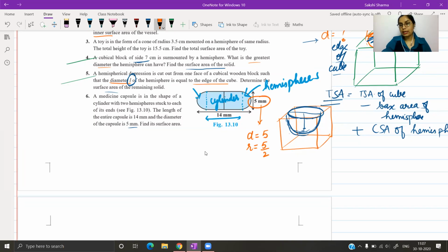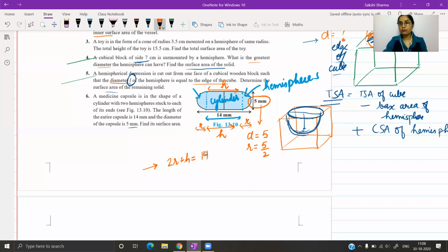The total length of the capsule is 14 millimeters. For the hemispherical part, we don't need the height, but for the cylindrical part, we have to find out the height. So this 14 millimeters can be written as the sum of the radii of the hemispherical portions at the 2 ends. In between will be the height of the cylinder. So 2r plus h gives you the total length of the capsule. Let me know if you follow what I have written here.